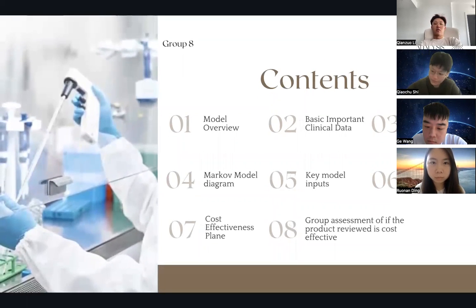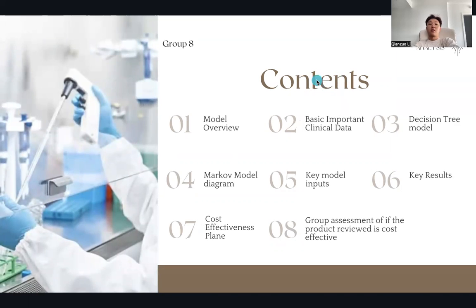First one is the model overview. Second one is the basic important clinical data. Third one is the decision tree model. Fourth, Markov model diagram. Fifth, key model inputs. Six, key results. Seven, cost effectiveness analysis. The final part is the group assignment of whether the product reviewed is cost effective. And I'm going to hand it first to Dr. Chu Qiaoshu.